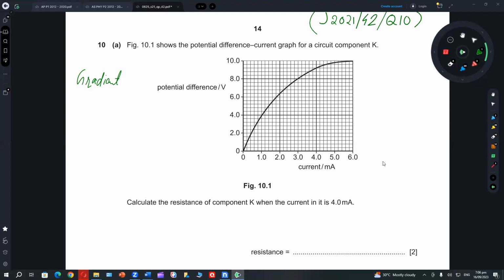Gradient. What is gradient? Gradient is equal to y upon x. So can you people tell me what is the gradient of this graph? What is V upon I? Resistance. So gradient is equal to V upon I and is equal to resistance. We are on the point here. The examiner wants the resistance when the current is 4.